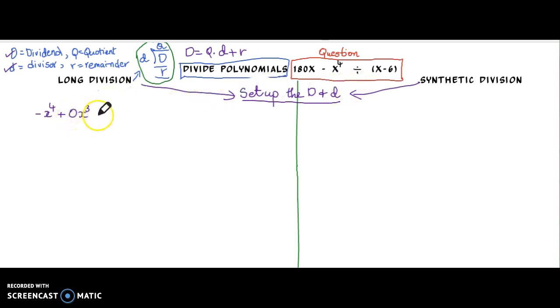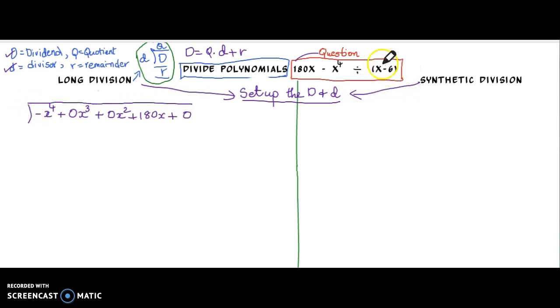0x to the 3rd power, 0x to the 2nd power, since I don't have a 2nd degree term in the question. But I do have a 1st degree term, so I'm going to write it just like that. That's going to be 180x, but I don't have a constant, so that's going to be my 0. So I really didn't change the entire question. I just wrote out the missing terms with the coefficient 0, so I can set it up the correct way to do long division. You have to do the same for the divisor also.